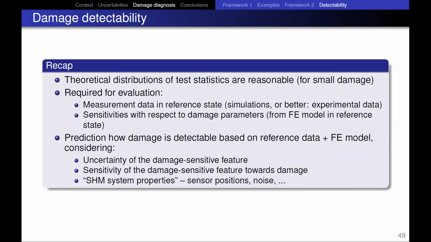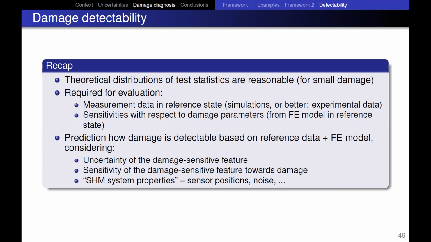So to recap, the first outcome of this is that our theoretical distributions of the test statistics that we have from the theory are quite reasonable, still assuming all small damage. To evaluate our minimal detectable damages, we need measurement data in the reference state, either from simulations or better from real data if we want to consider the real noise properties of the data. And we need the sensitivities of the used damage residual with respect to the damage parameters.